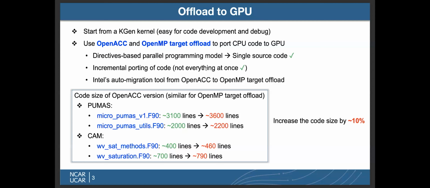I want to note that in this work, we wrote all the OpenACC directives based on our knowledge, but we explored a tool developed by Intel to auto-migrate all the OpenACC directives to OpenMP target offload, and it works very well. After we insert the OpenACC directives, the overall code volume increases by 10%, and we think it's a reasonable cost.